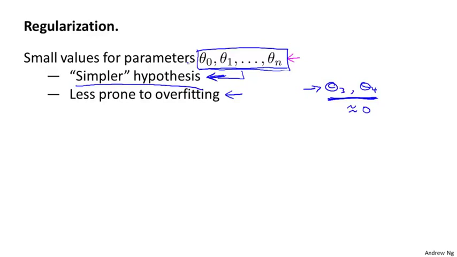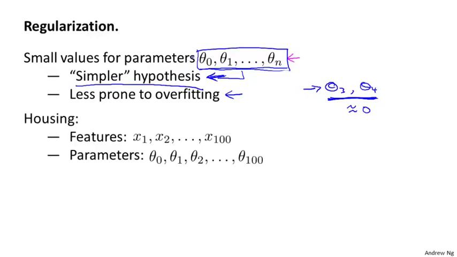Let's look at a specific example. For housing price prediction, we may have our 100 features that we talked about, where maybe x1 is the size, x2 is the number of bedrooms, x3 is the number of floors, and so on. And unlike the polynomial example, we don't know which of the thetas are the high-order polynomial terms. So if we have just a set of 100 features, it's hard to pick in advance which are the ones that are less likely to be relevant. So we have 100 or 101 parameters, and we don't know which ones to pick to try to shrink.